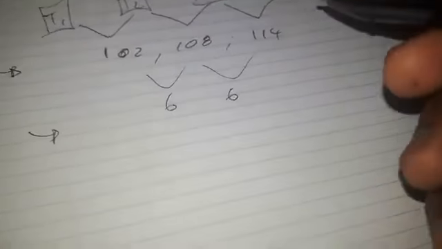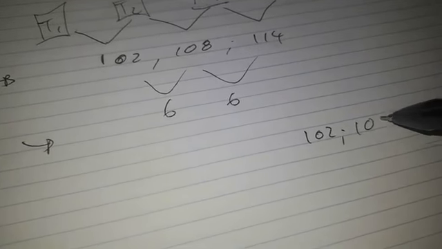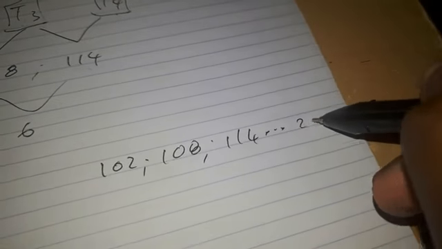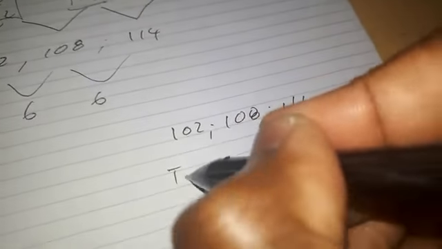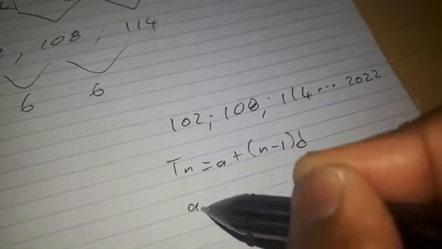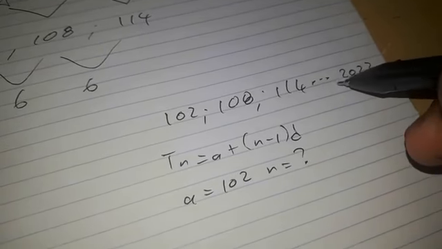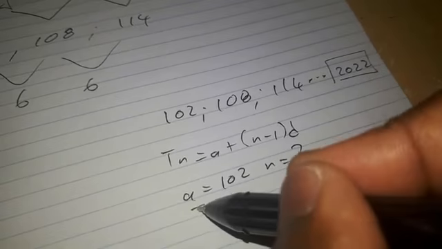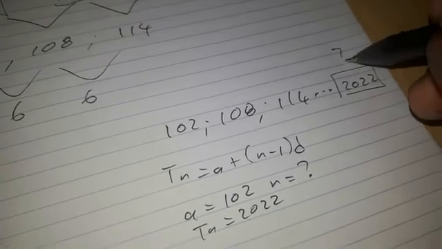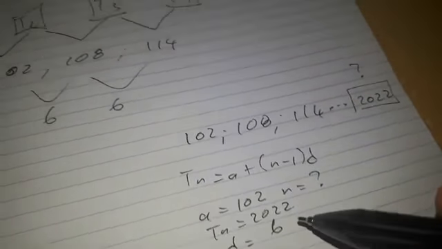So basically, all we need to do is think of this as an arithmetic sequence, and then find out where 2022 is in this sequence, and we can easily just use our Tn formula. This one is quite straightforward. Our a value is 102, our n is what we're looking for, because we don't know where this term is. Tn is 2022, because this is the actual term and we're looking for its position. And then our common difference is clearly, as we said, just 6.